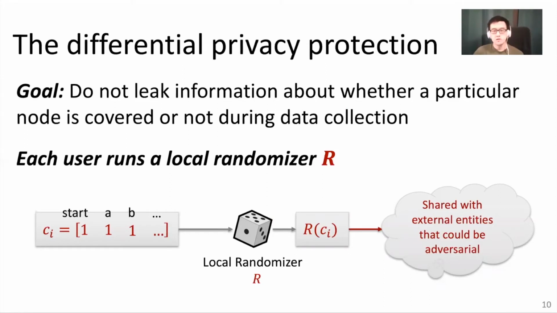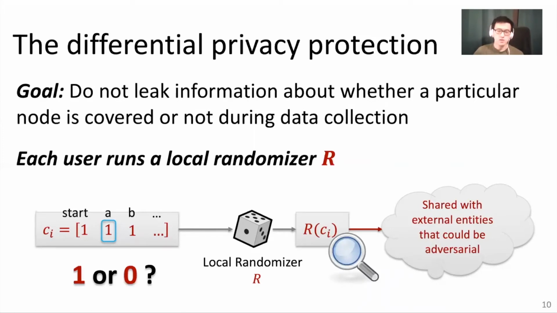To achieve this privacy protection, each user runs a local randomizer R on the actual coverage vector Ci and generates a noisy version of the vector, R of Ci. And this noisy vector is then shared with external entities, such as software developers, that could be adversarial. The randomizer R ensures that anyone, by looking at the output of the randomizer, cannot tell with high probability whether the bit for any specific node is 1 or 0.